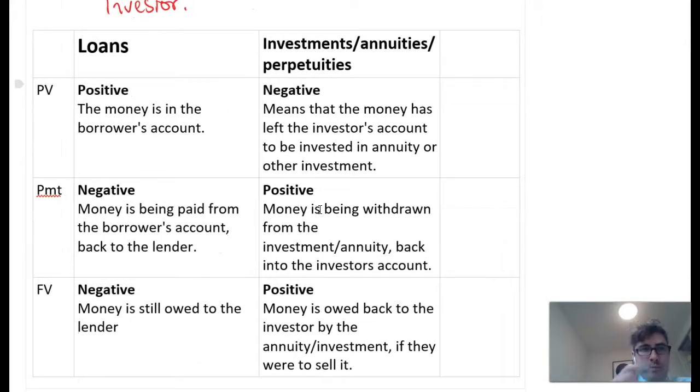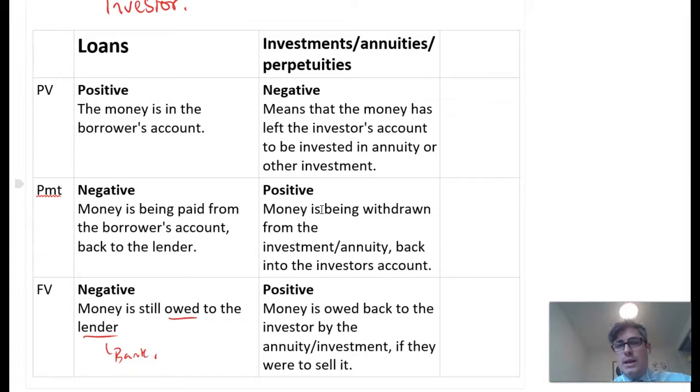Once more, just in summary, loans: PV is usually positive because it's been borrowed. PMT is negative because it's getting paid out. And FV is usually negative because it's money that's owed to the lender still, usually a bank or someone.